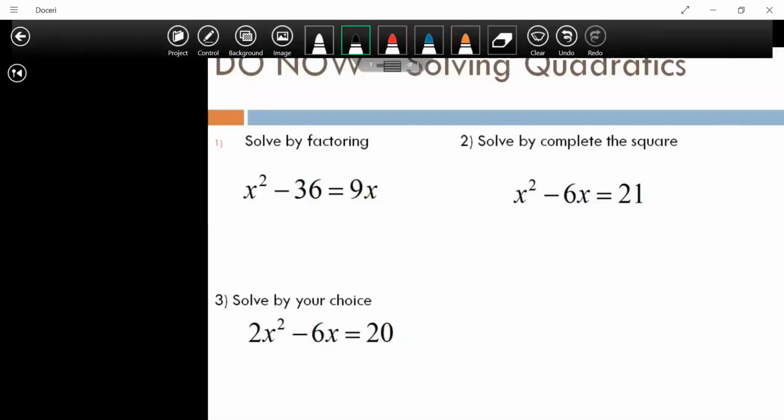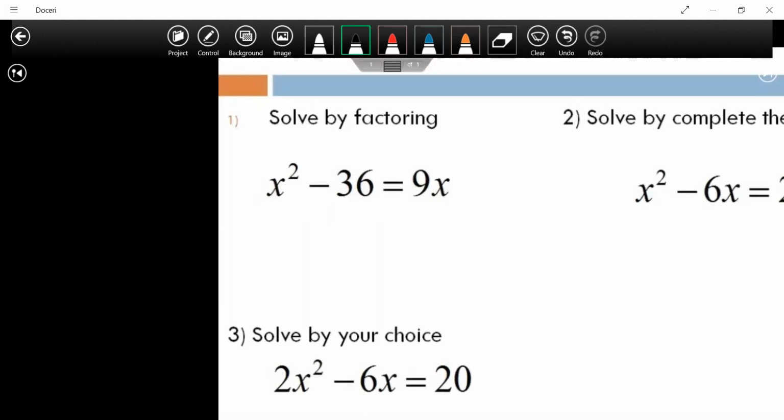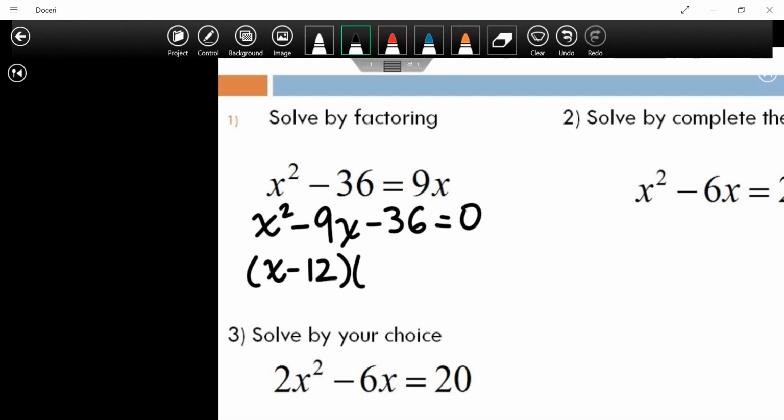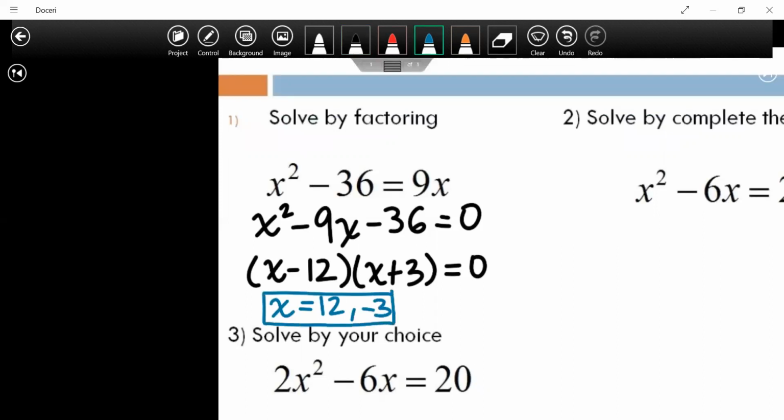We're going to review it in a little bit. Solve by factoring, I'm going to go through these fairly fast. Bringing over the 9x to the other side, x squared minus 9x minus 36 is going to be equal to 0. Two numbers that multiply to give you negative 36 and add up to give you negative 9: negative 12 and positive 3. Because we have these solutions, we can get x is equal to 12 and x is equal to negative 3. So these would be our two solutions that we want to see here.